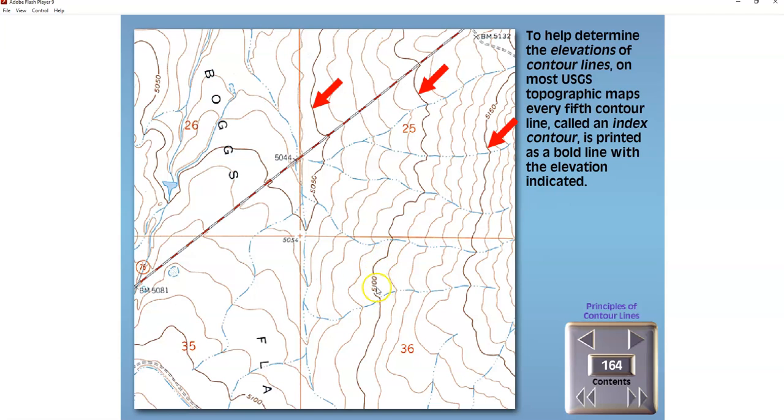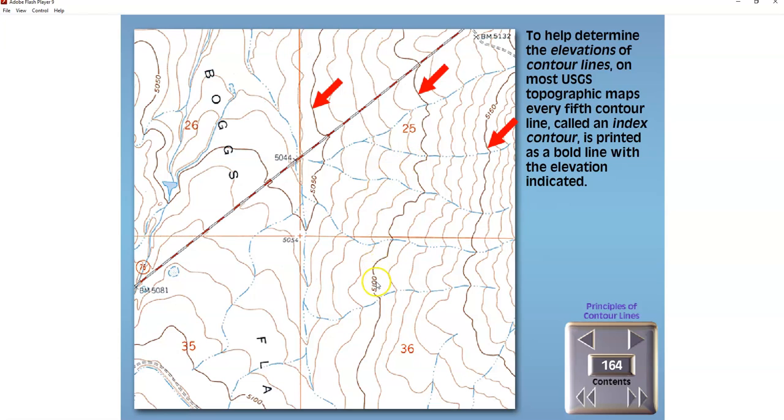Be careful when they ask for the contour interval, because a lot of times what students do is take this number, 5,100, and subtract 5,050 and say, oh, the contour interval is 50 feet. But you've got to remember the 4 lines in between.